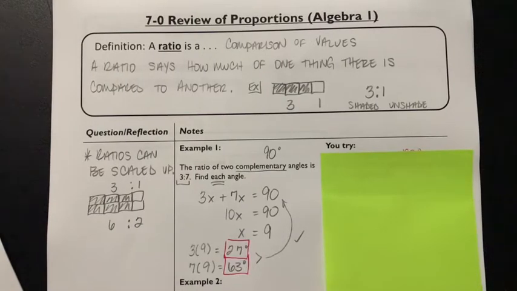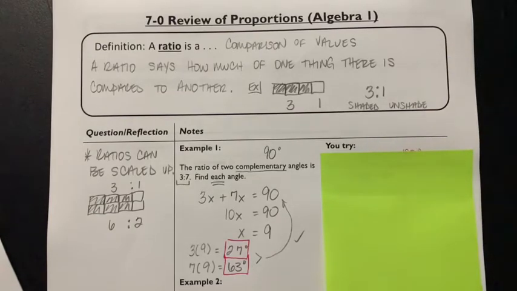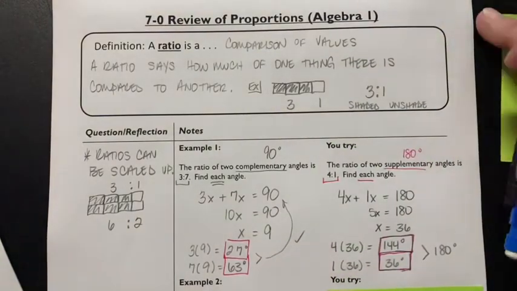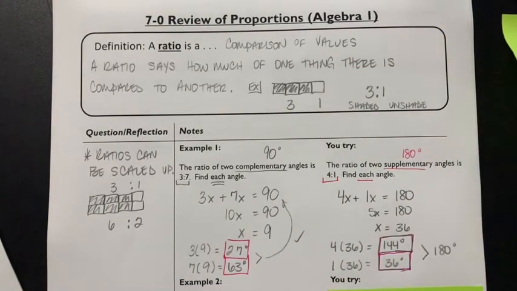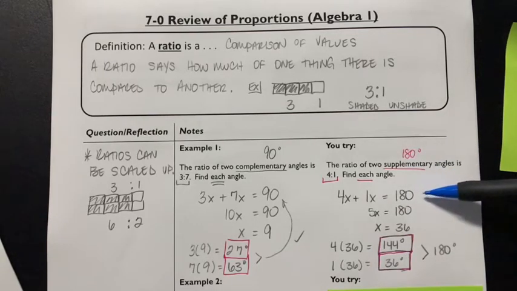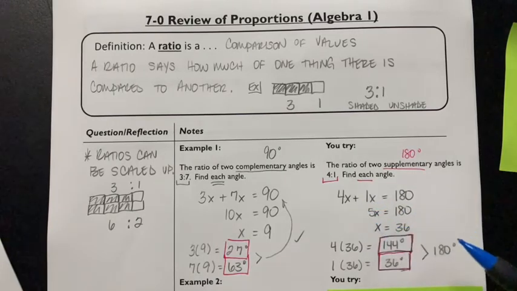Pause your video and go ahead and do the you try problem over here. Okay, hopefully you had enough time. Take a look here. This is how mine looks. We had the ratio of 2 supplementary angles, so we know that they should add up to 180. That ratio was 4 to 1, so we did 4x plus 1x, giving us 5x, and then our x was 36. We had to solve for each angle here, so we plugged that 36 in, got 144 and 36 to give us the 180. Hopefully everything looks good there.